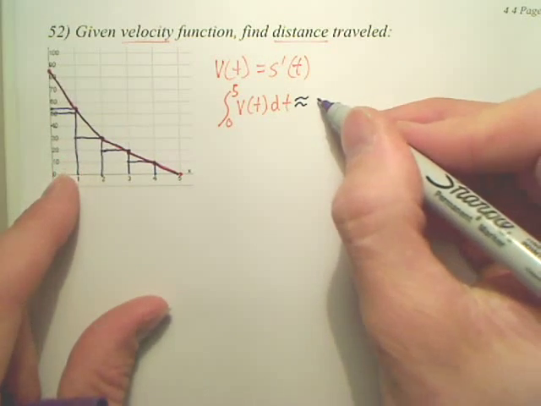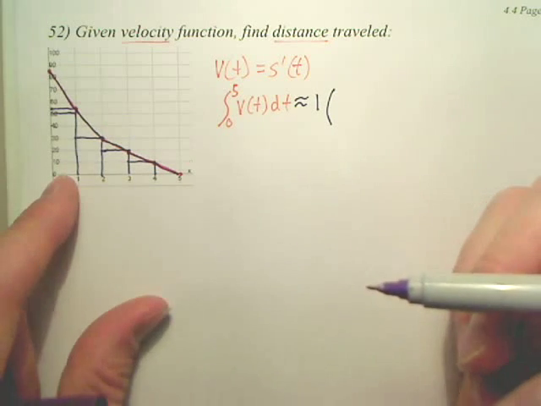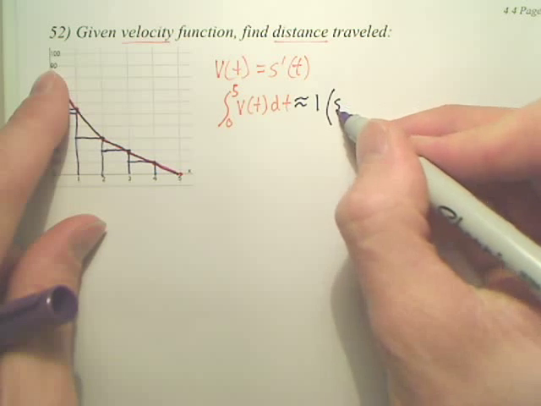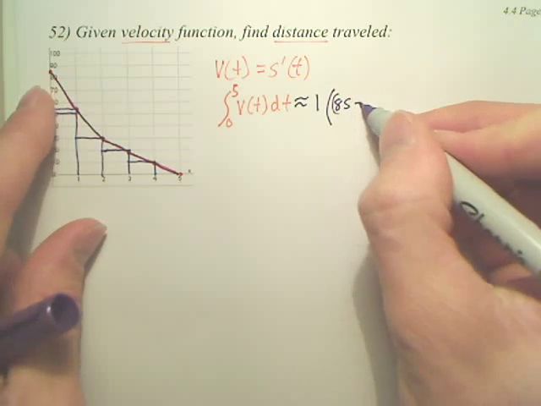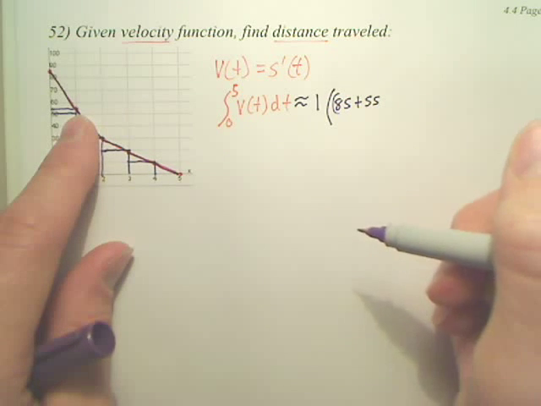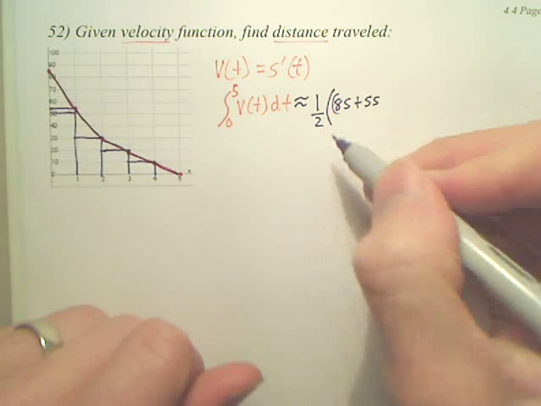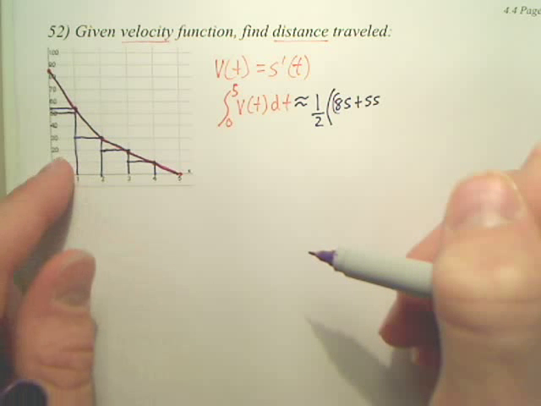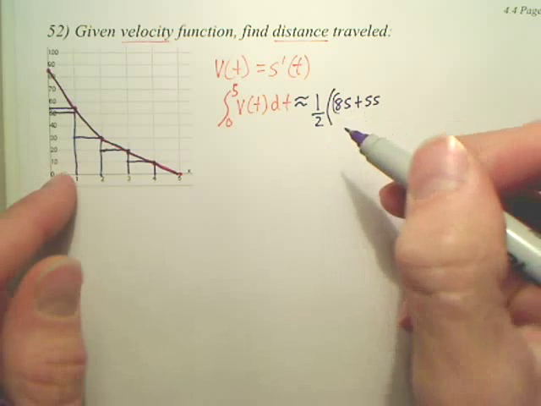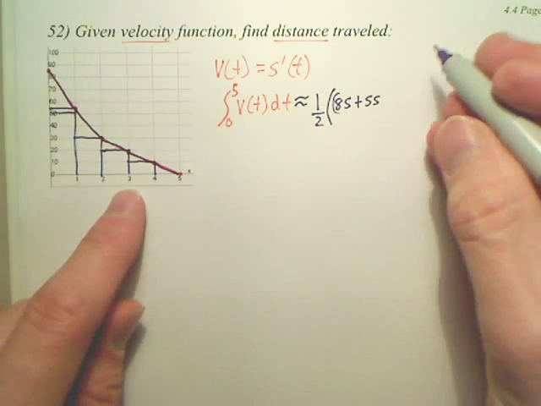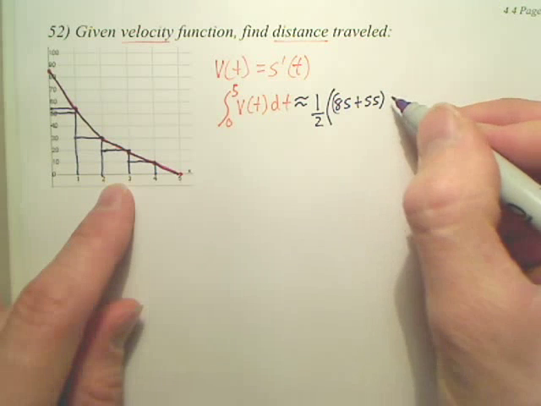Okay, so the width is 1 for all of them, correct? For the first trapezoid, what's my first height? About 85, plus my second height is 55. Oh, by the way, don't we divide by 2? Do you guys remember that? For trapezoids, you're going to divide by 2. The width of each one is 1, and you divide it by 2. Anyway, that's the first trapezoid.